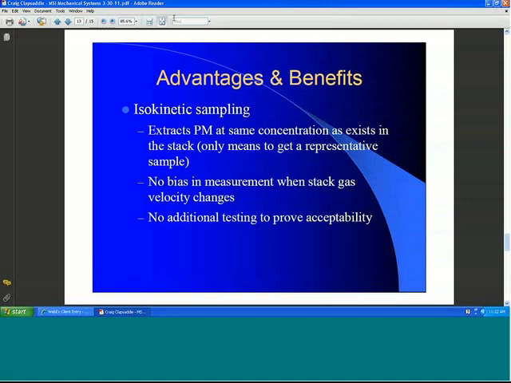If an extractive sampling system does not extract gas at 100% isokinetic, the source owner would have to do additional testing to prove that the bias is not great in their stack and that the non-isokinetic sampling would be acceptable. With the BetaGuard sampling isokinetically, there's no additional testing needed. Next one.